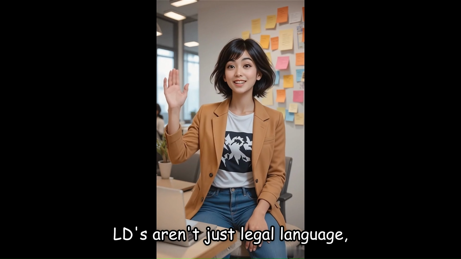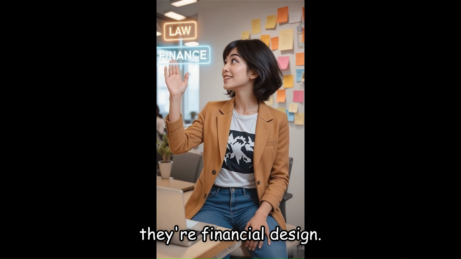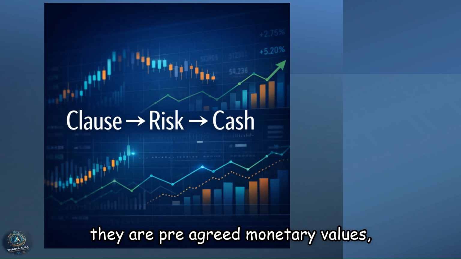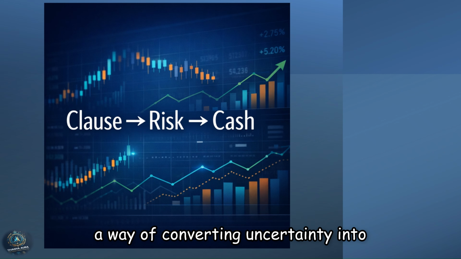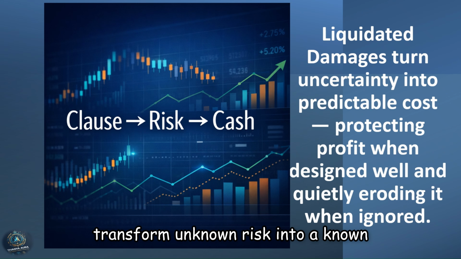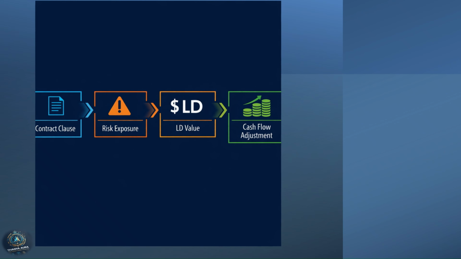LDs aren't just legal language, they're financial design. Liquidated damages are not penalties. They are pre-agreed monetary values, a way of converting uncertainty into predictability. When well-designed, LDs transform unknown risk into a known cost. When ignored, they leak profit silently from your P&L.